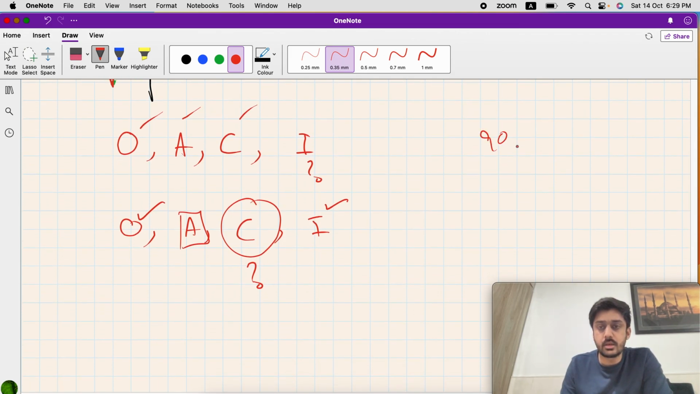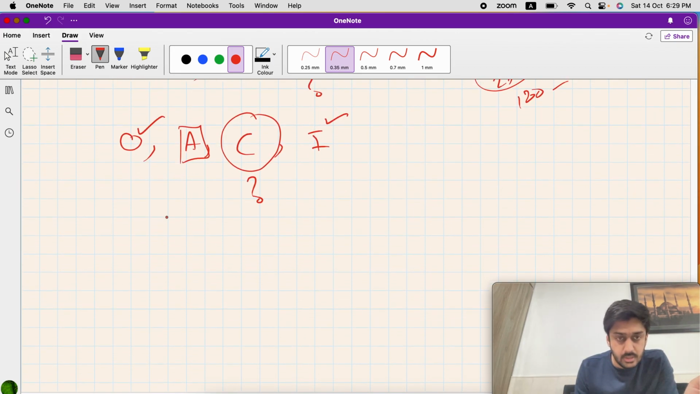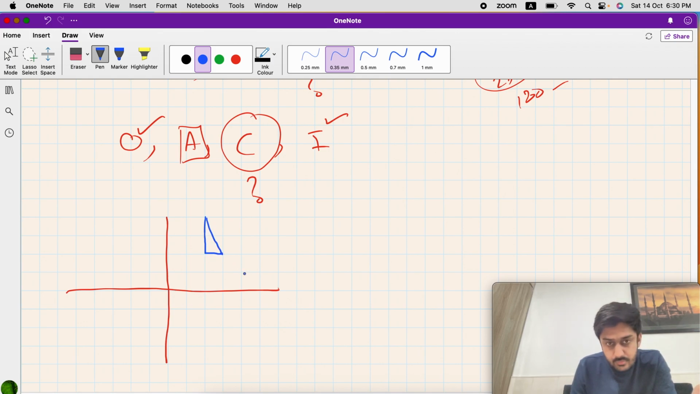So the angles are 90, 270, 180. The statement would make clear what you have to answer. Mostly it is 90 and 180. So for example, you are given this object and image. Now you have to foresee if it looks like it is 90 degrees or 180.